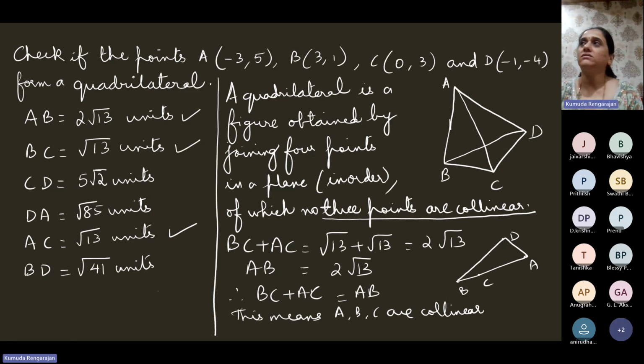Because a quadrilateral cannot be formed with four points in which three points are collinear. So here the points B, C and A are collinear. And the check for collinearity is sum of two line segments equal to the third one. So here BC plus AC is equal to AB. C repeats, so C lies on AB. So if the points B, C and A are collinear, then no quadrilateral is formed. So ABCD does not form a quadrilateral.